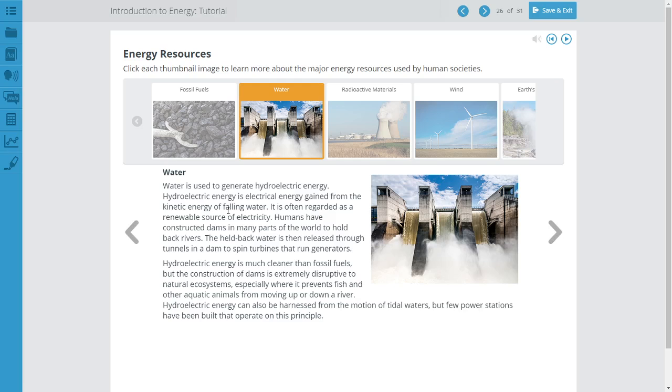There are other ways to harvest water as well besides a hydroelectric dam. All of them have their problems. Dams disrupt rivers. They change the flow of the river. They turn a flowing river into a lake. And so they create problems, but still it's probably in the long run better than burning fossil fuels.